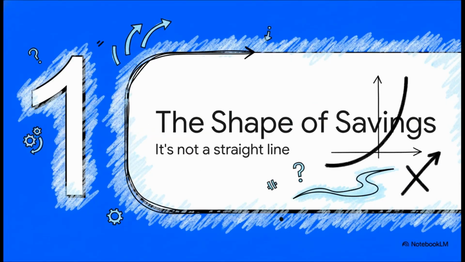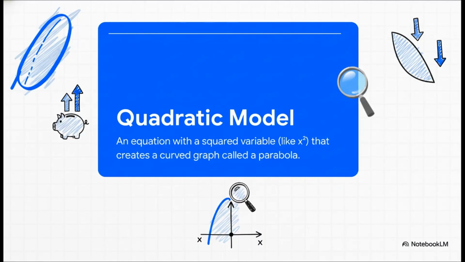Our first big clue isn't in the numbers themselves, but in the structure of the equation. This isn't some simple straight line where savings just climb up forever and ever. The formula itself tells us a way more interesting story. It actually tells us the shape of the company's savings over time. What we're looking at here is what's called a quadratic model. Anytime you see a variable that's squared, that x squared right there, you know you're not dealing with a straight line. You're dealing with a curve, a parabola.